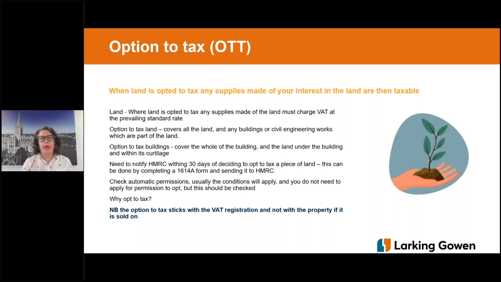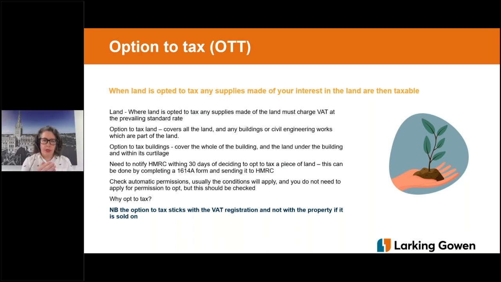If you decide to opt to tax something, you need to notify HM Revenue and Customs within 30 days of making that decision. And you do that by completing a VAT 1614A form, and then you can email it to the HMRC Options Tax Unit. If you need to do any of this, get in touch, we can help you with it.